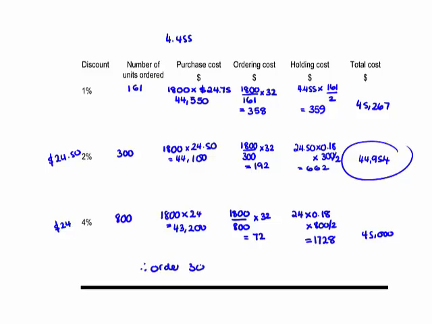300 units at a time. So despite the fact that you're paying slightly more for the units than you are if you order 800 at a time, that saving then in the purchase price is eroded by the fact that the holding costs are much higher if we order 800. So what we need to do when we're making the decision about inventory levels is consider all of the different costs.